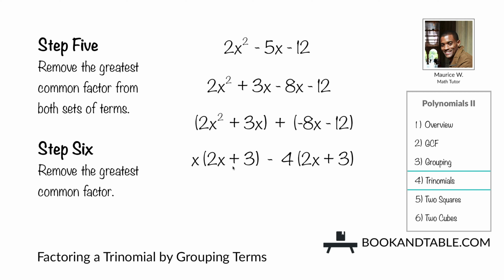And now we have a common factor of 2x plus 3 in both these sets of terms. So step 6, remove the greatest common factor, 2x plus 3. And when we do so, we have a factor, 2x plus 3, and our second factor is x minus 4. So the factors of 2x squared minus 5x minus 12 are equal to x minus 4 and 2x plus 3.